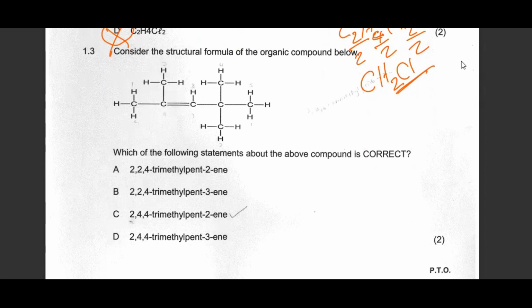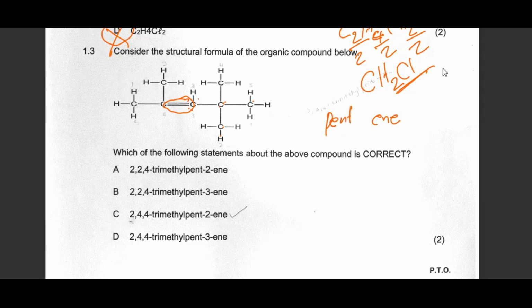Then they're saying consider the structure formula of the organic compound below. Once you are given this, first identify its homologous series. You find out that it is an alkene. It has a double bond between the two carbon atoms. Since I know that it is an alkene, it's going to end with that. Now I have to find the longest chain: 1, 2, 3, 4, 5. Any of them is 5, and 5 is pent.